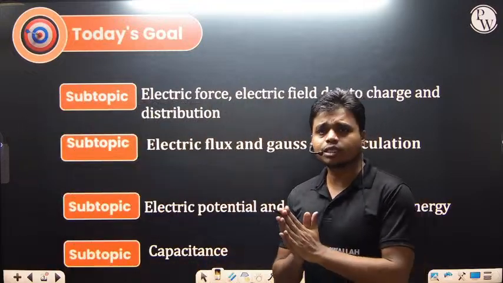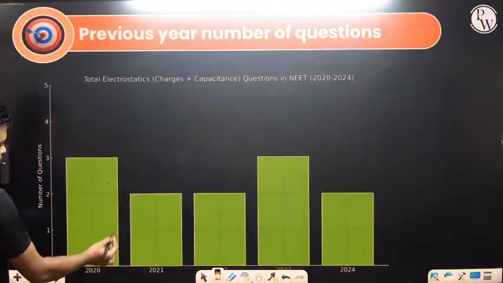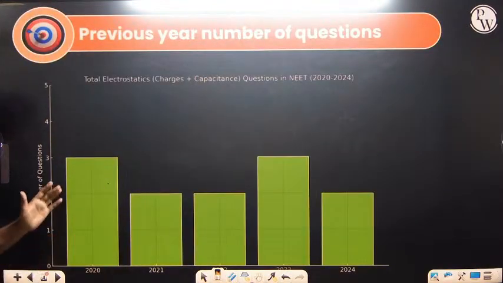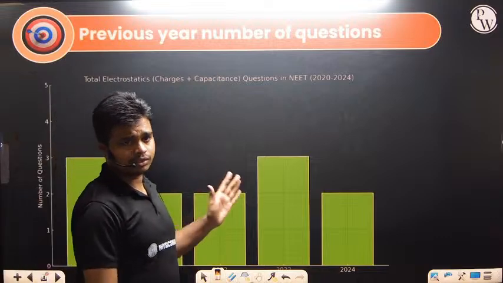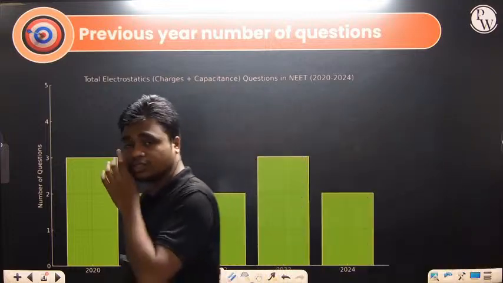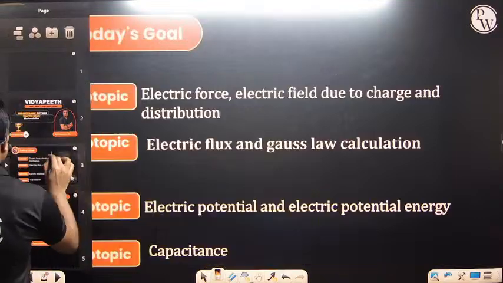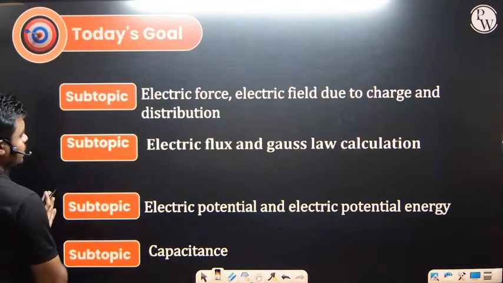If we look at electrostatics over the last 5 years at the number of questions asked, we are getting 3 questions, 2 questions. On average, 3 questions per year are asked from this, including capacitance as well as electric charge and field. Now let's start today's journey without wasting any time.